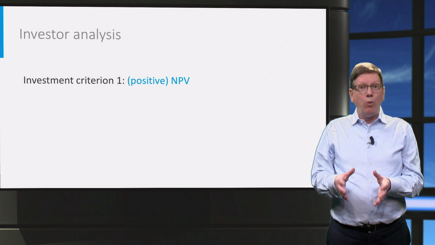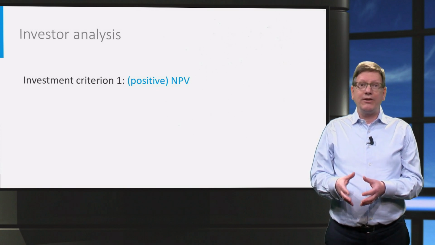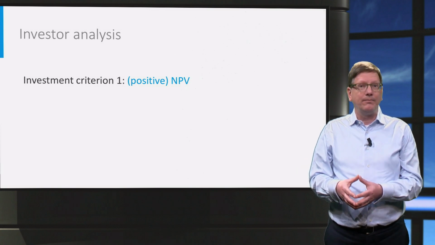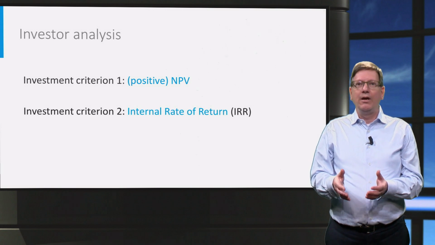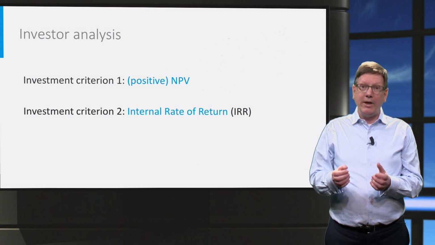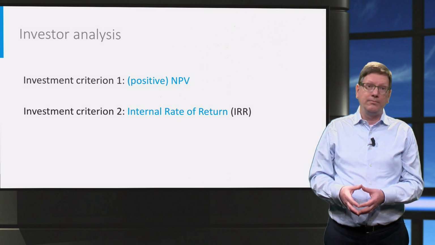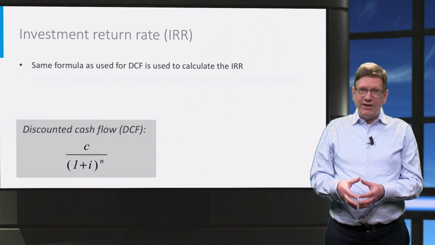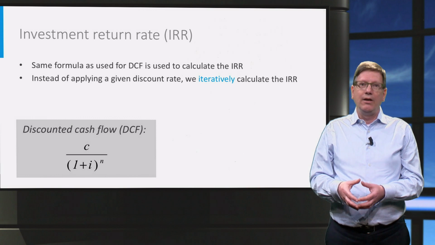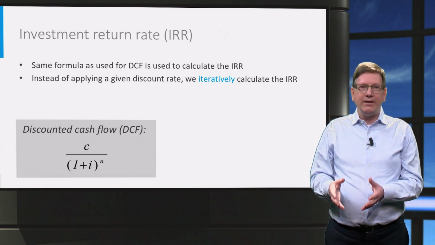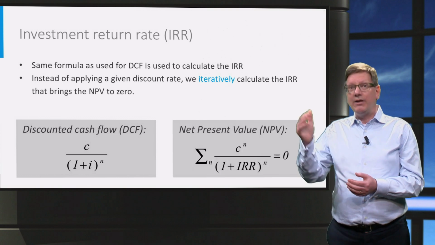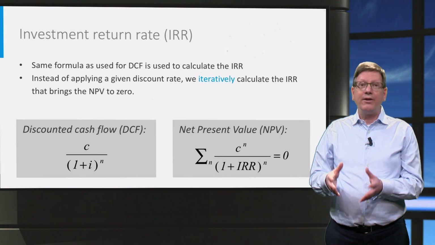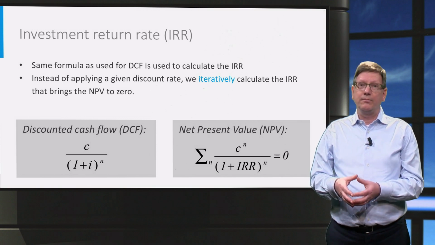Now we want to determine what rate of return our investment is expected to generate, because a higher return is generally more attractive than a lower one. The second criterion that investors apply is the internal rate of return, or the IRR. We can use the same formula to calculate this, but now, instead of applying a given discount rate, we ask what rate will make the NPV 0. This is an iterative calculation in which we seek the right discount rate. We'll see later that Excel provides a useful formula for this.